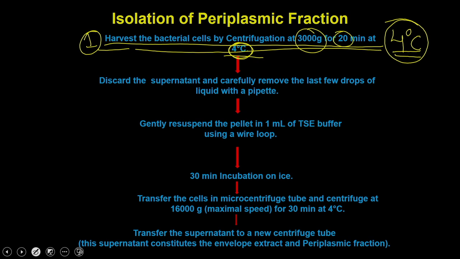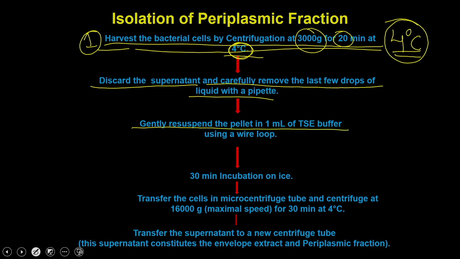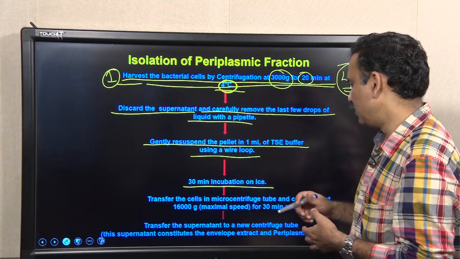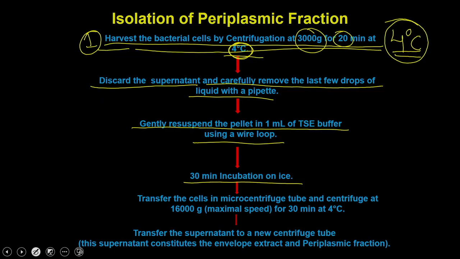Once you have got the bacterial pellet, you discard the media, and then carefully remove the last drop of liquid so that you do not suck up the bacterial cells. Then you gently suspend the bacterial pellet in 1 ml of TSE buffer using a wire loop, and incubate this mixture on ice for 30 minutes. In this incubation, the bacteria are going to swell, and that is going to give you the periplasmic fractions.